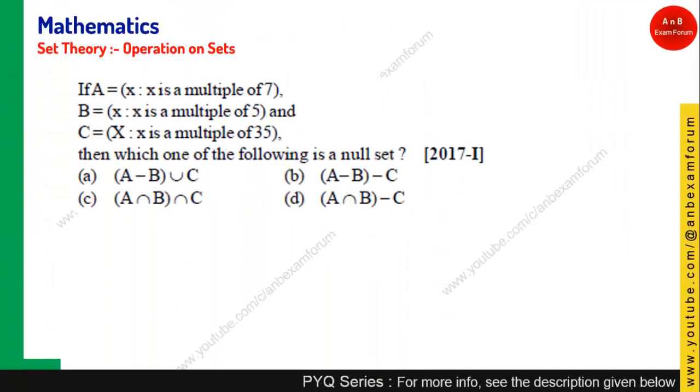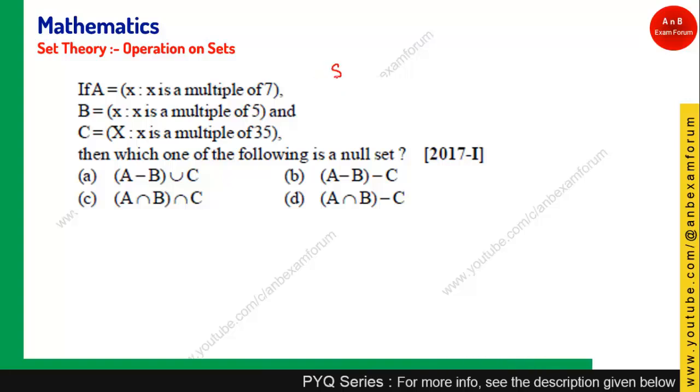Let's see the next question. Again there are three sets A, B, C, and in this question you should build the sets. For building the sets you can tabulate them. So A will be x is a multiple of 7. We begin with 1, so it will be 7, 14, 21. Basically it is the multiplication table of 7, 7 fives are 35 and so on.